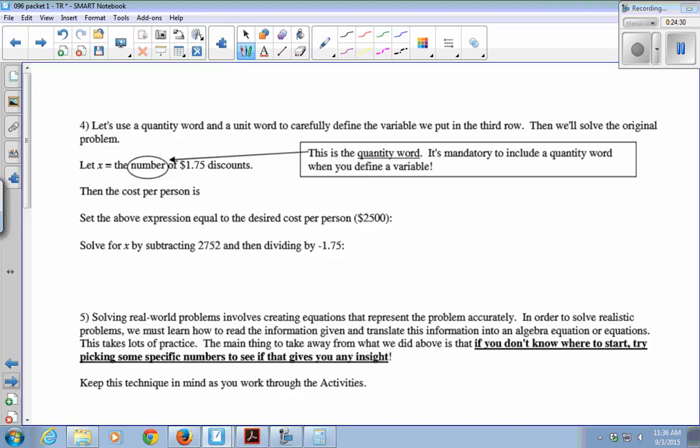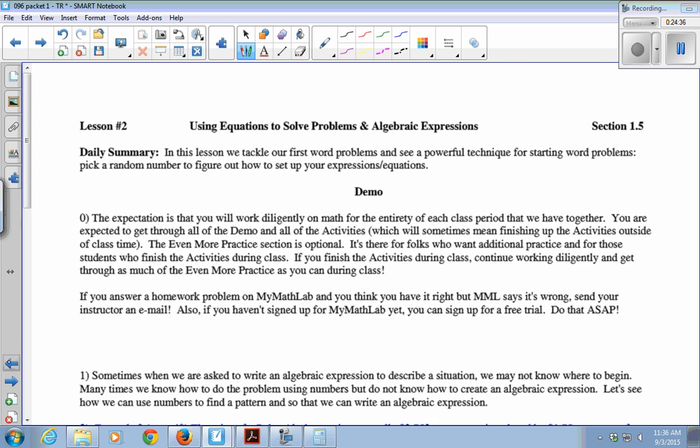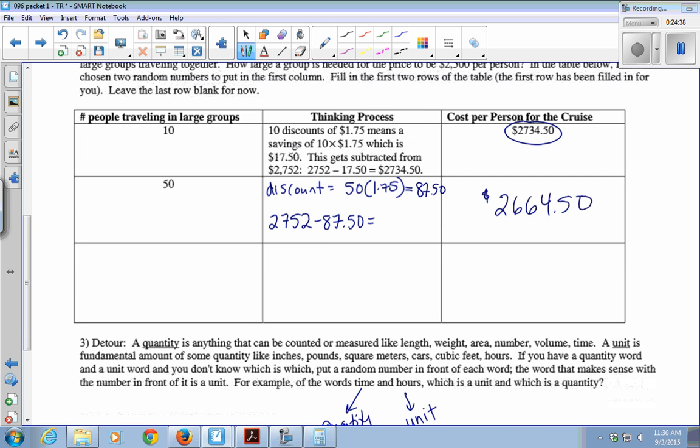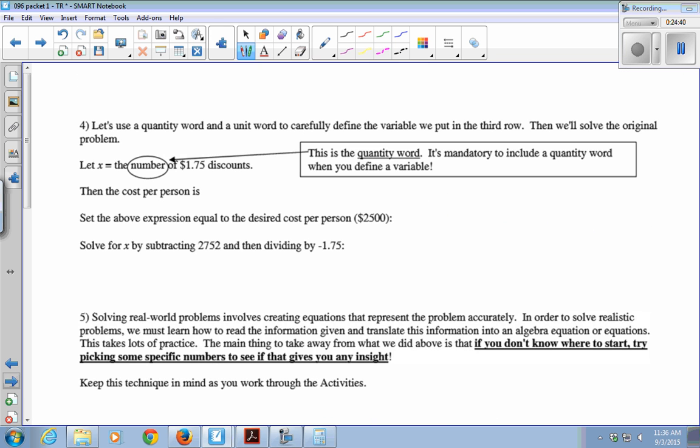Okay, so I want to use a quantity word and a unit word to carefully define the variable that I'm going to put in the third row of this table here. So I'm going to let X be the number of $1.75 discounts I'm going to get. That's the number of people in my group going on this cruise. The number is the quantity word, and it's mandatory to include a quantity word when you define a variable.